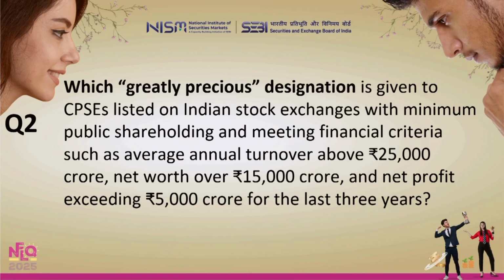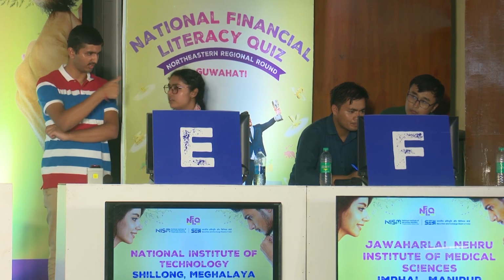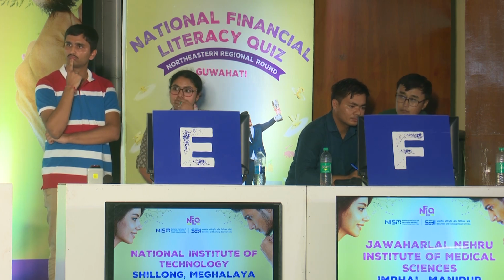Team F, question number 2. There's a big clue in the words greatly precious. Which greatly precious designation is given to central public sector enterprises listed on Indian stock exchanges with minimum public shareholding and meeting financial criteria such as average annual turnover above 25,000 crores, net worth above 15,000 crores, and net profit more than 5,000 crores per year for the last 3 years. Team F. What is the designation or the name or the honorary word given to these companies? And the biggest clue is greatly precious.